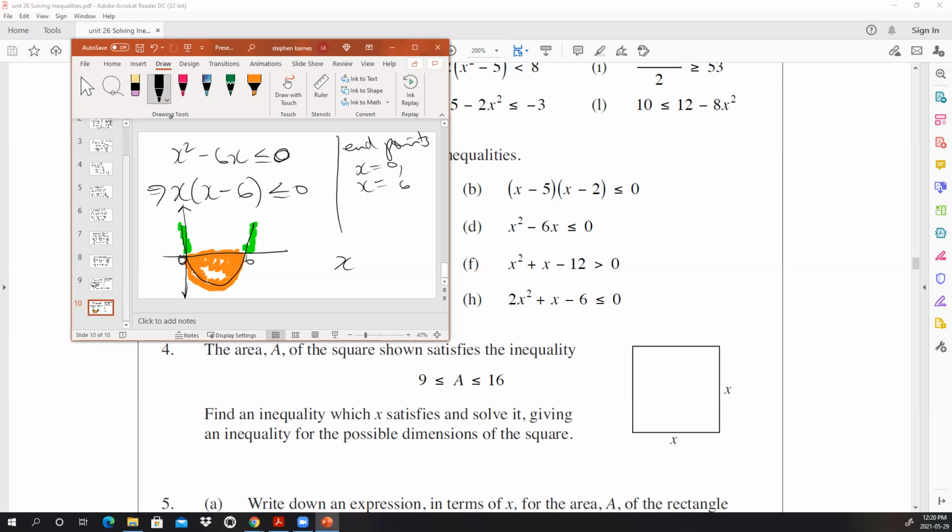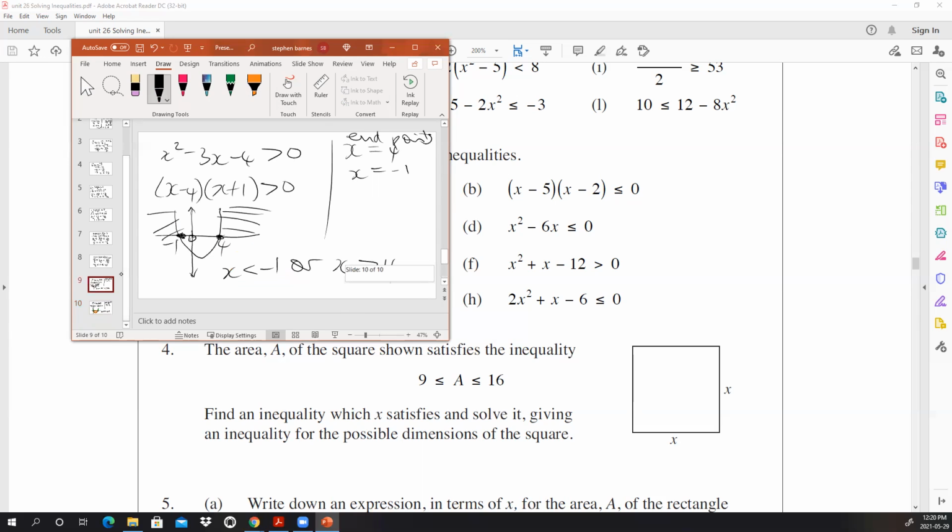They say, all right, the answer is just this. Because this is less than or equal to, whatever answer you get must include the endpoints, whether it's greater than or equal to or less than or equal to. And that's where you get to say you're looking for values between 0 and 6. Anything between 0 and 6 will land you below the y-axis. All right.